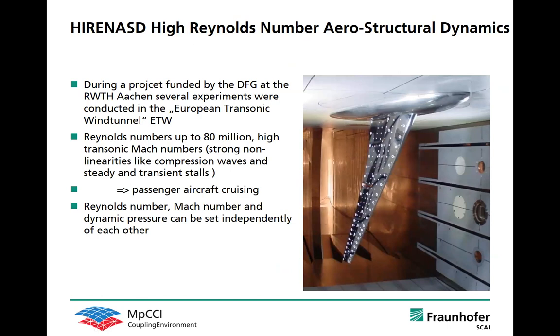This was done during a German-funded project, also getting data and doing several experiments in the European Transonic Wind Tunnel, ETW, using Reynolds numbers up to 80 million, high transonic Mach numbers, and non-linearities like compression waves and transit stalls. What you see here looks like a typical passenger aircraft wing, and we simulate the case of cruising. In that case, we could show also for real configurations that the coupled simulation using standard commercial codes like STAR-CCM+ or Fluent combined with Abaqus, ANSYS or Nastran provides quite good results when coupled by MpCCI.